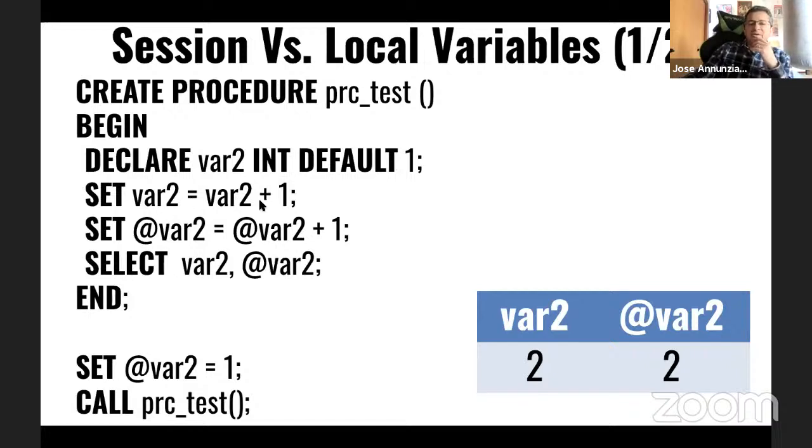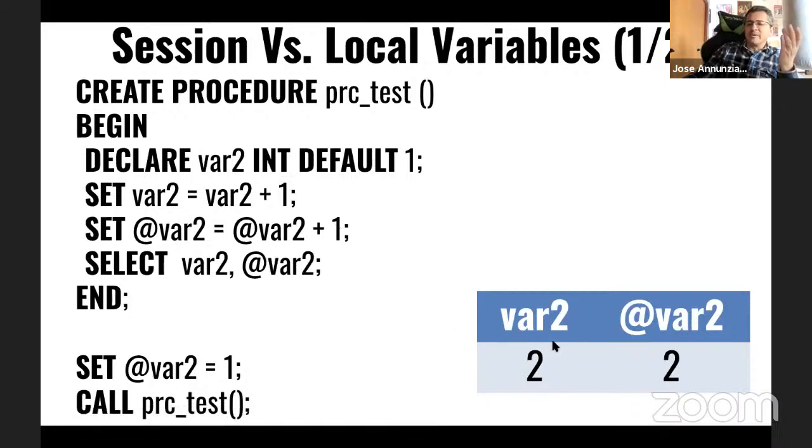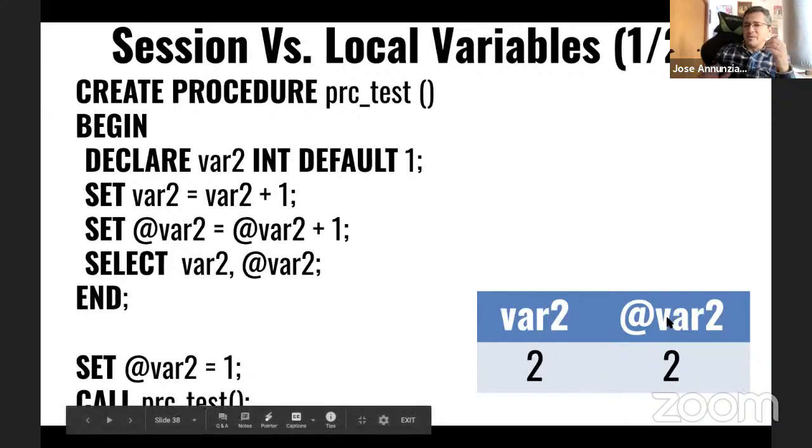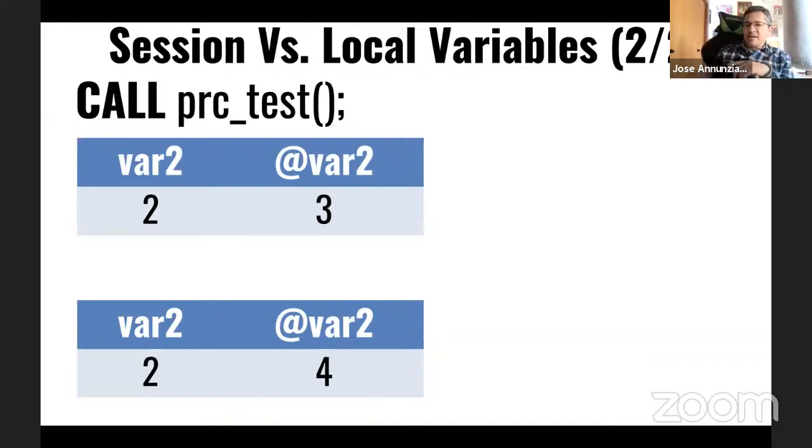We set var2 and increment it by 1. We also increment our user variable by 1 as well. Then we display both of them, var2 and the user variable, and they both come back as 2, as you would expect. But what happens if you run it again? If you run it again, notice that the user variable is increasing every time you run the procedure.